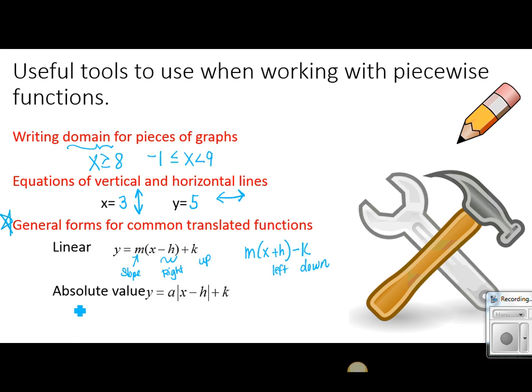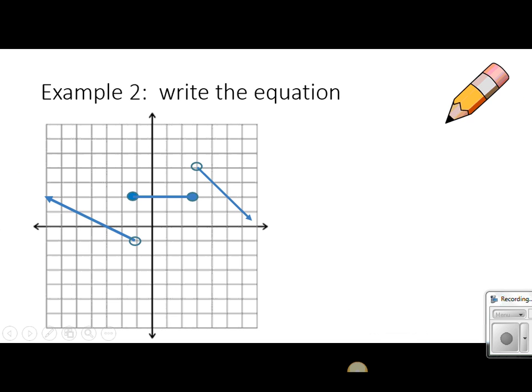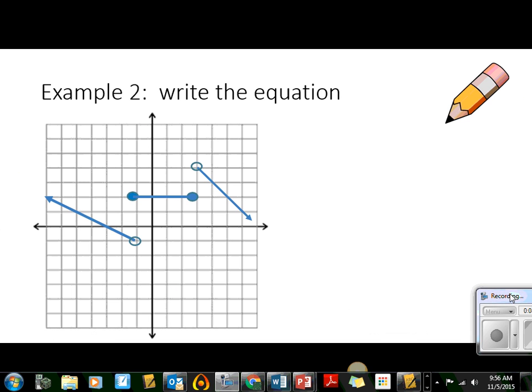And then the absolute value, same thing. This is like our slope. Again, our h and our k are where our vertex is. Remember, wherever you find your vertex, that's where you plug that in. So these are some very helpful tools, so make sure that you have these written down so that you can utilize them. Okay, let's try another.